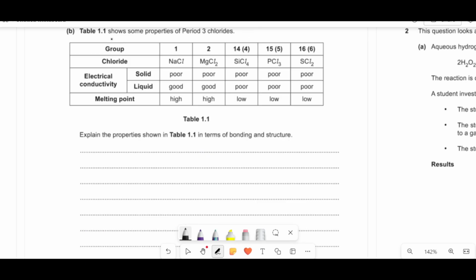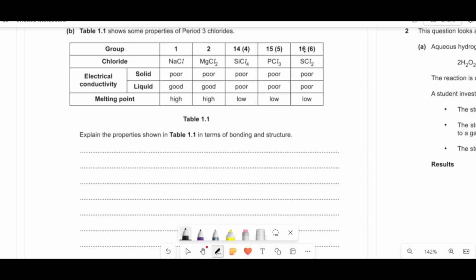There you go. This table shows some properties of period 3 chlorides. Explain the properties shown in terms of bonding and structure. This should be 3 marks if you do it systematically and properly and not just yap memorized answers. So here, NaCl, it's terrible at conducting electricity when it's solid, but it's good when it's a liquid, and its melting point is really high. MgCl2, same things here. SiCl4, it's terrible at conducting electricity both as a solid and a liquid, and it has a low melting point. PCl3, similar thing, and then SCl2, same thing here. So we need to compare them in terms of their bonding and structure.